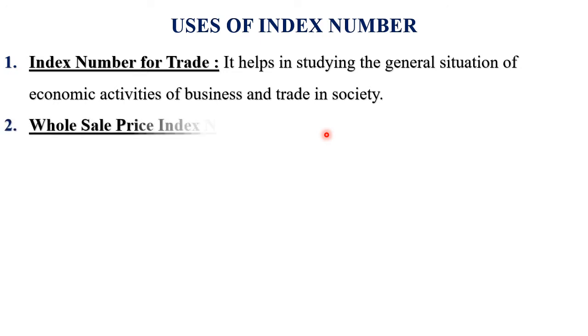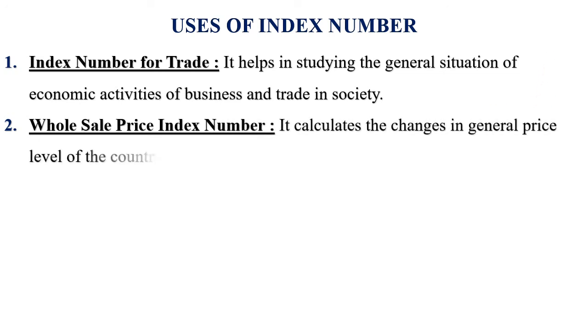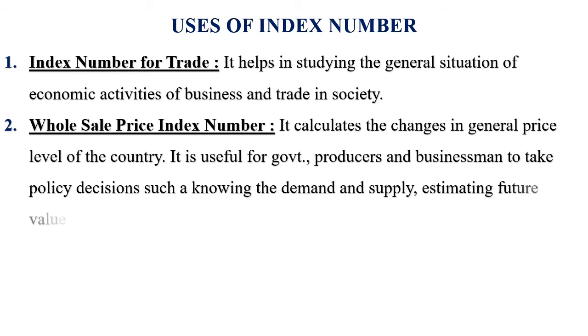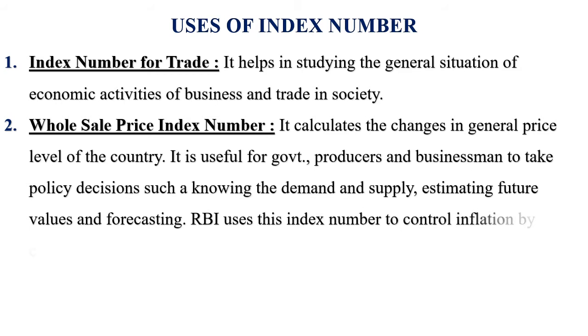Second, wholesale price index number. Now this is an important index number. It calculates the changes in the general price level of the country, that is, as a whole country, what is the change in the price level. It is useful for government, producers and businessmen to take policy decisions such as knowing the demand and supply, estimating future values and forecasting. Even the Reserve Bank of India uses this index number to control inflation by calculating the rate of inflation. So wholesale price index number is used for taking policy decisions, and it is also used by the Reserve Bank of India to control inflation using the rate of inflation.